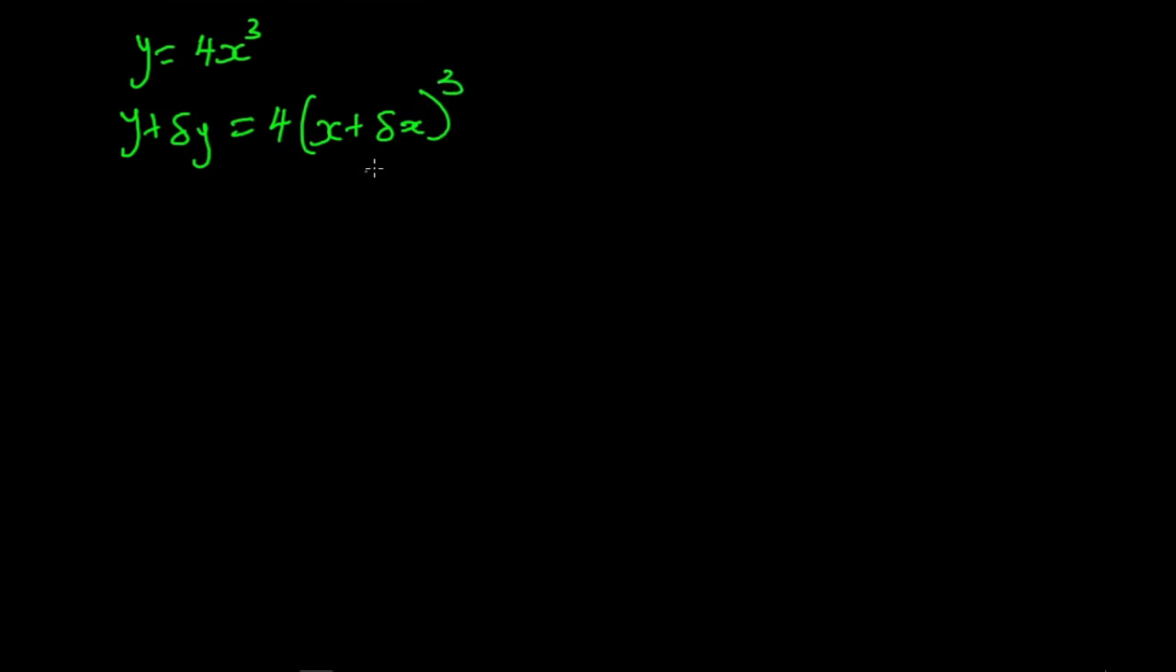So before we proceed, let us find the output of this expression, x plus delta x raised to the power of 3. From our binomial theorem, we know that if we have an expression like this, the coefficients of the output are going to be 1, 3, 3, and 1.